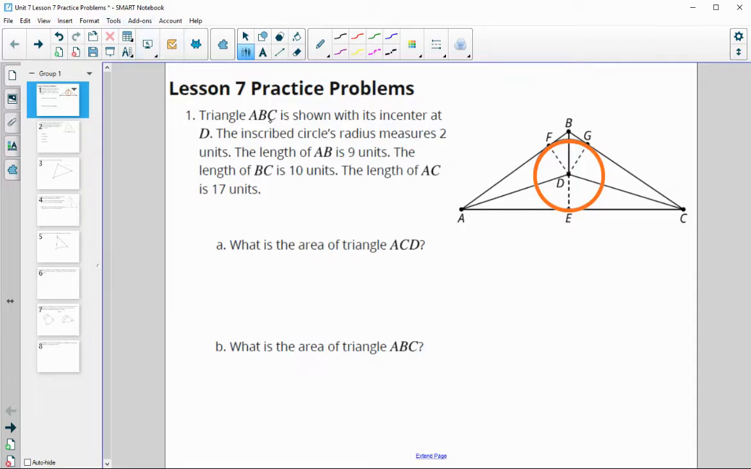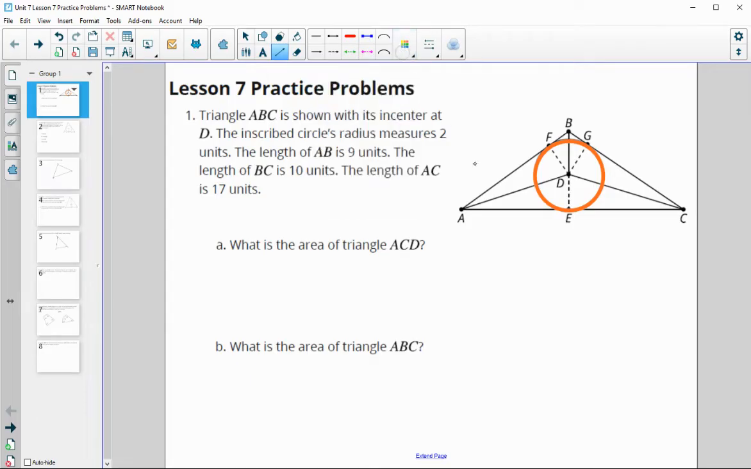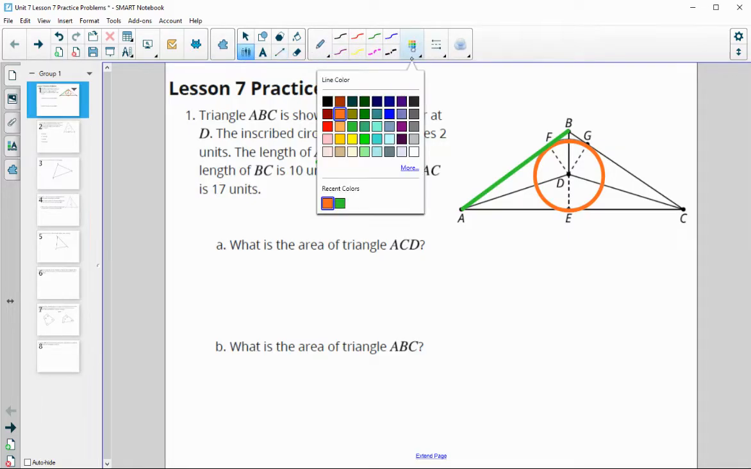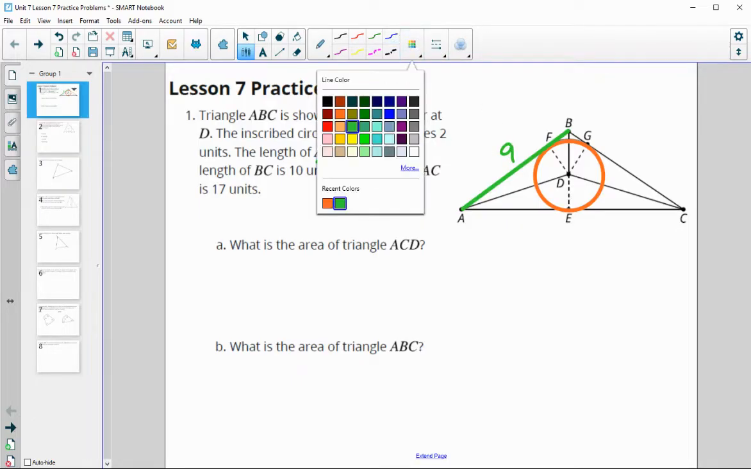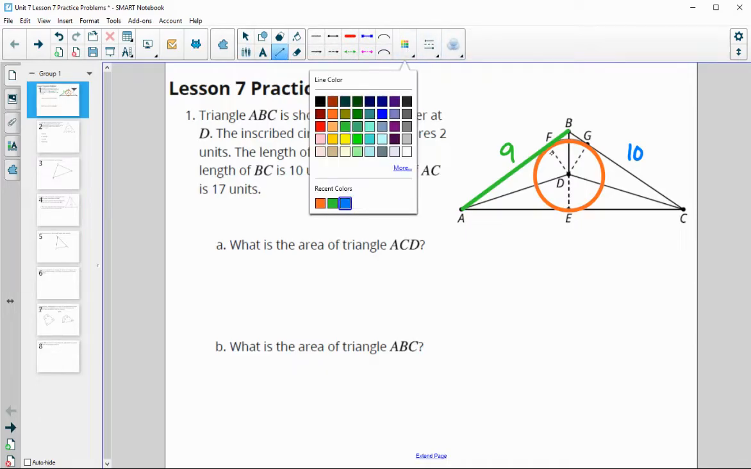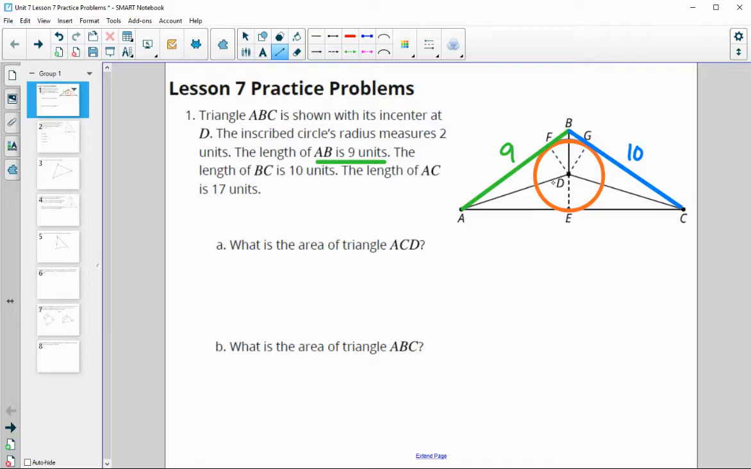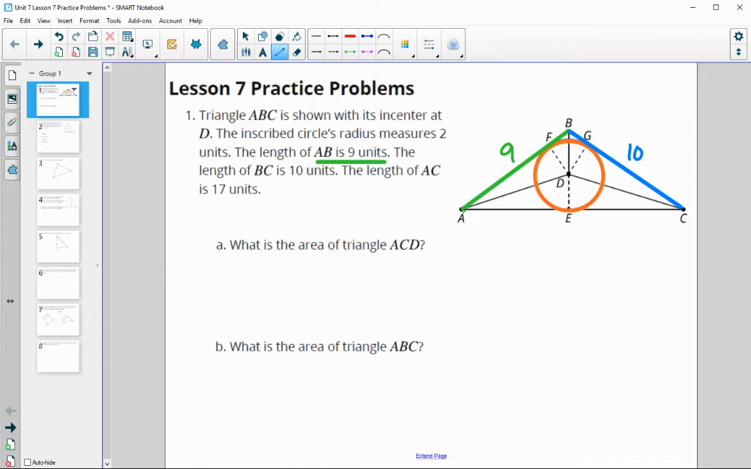Then it says the length of AB is 9 units. So let me get that on here. AB, this segment here, is 9. BC is 10 units, so over here, this one's going to be 10. And then AC is 17 units.